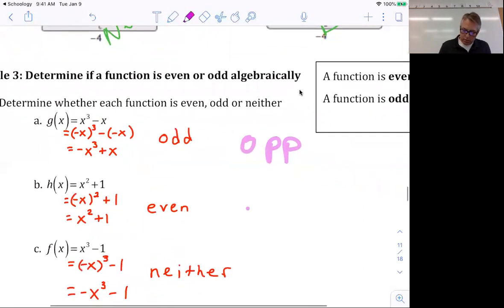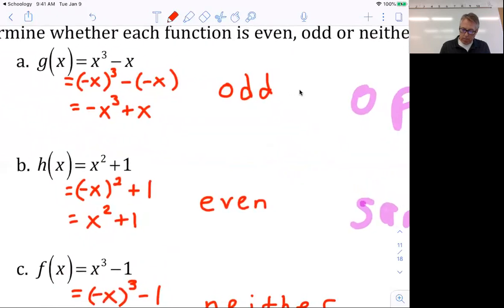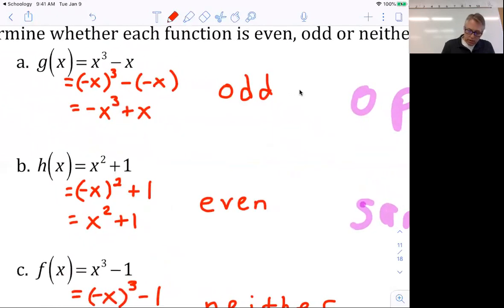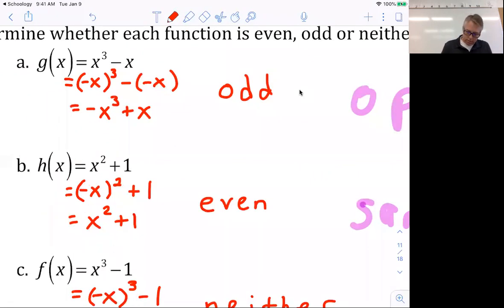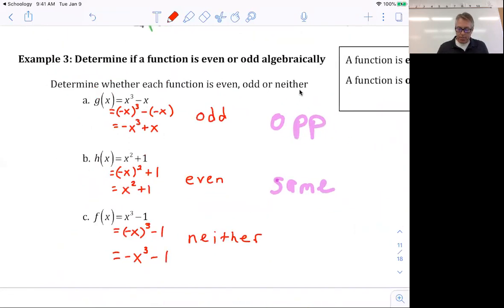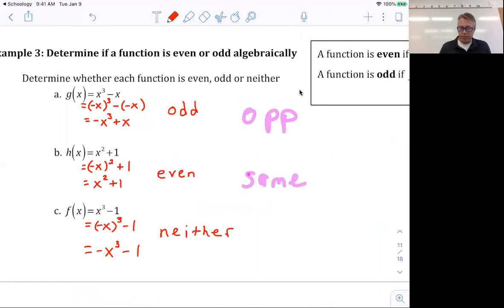Now, if all the terms are the same as the original, which happens here, then it's even. Because when I plug negative x in for x, well, when I square it, it still stays positive. So I get x squared is the same as x squared. And 1 is the same as 1. And so if they all stay the same, then the function is even.